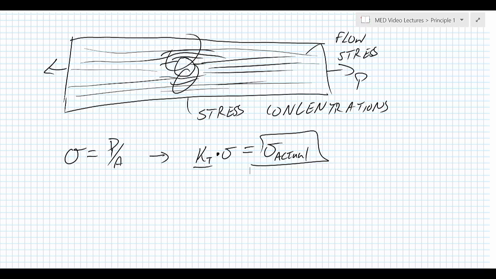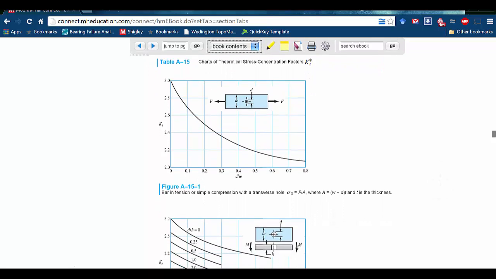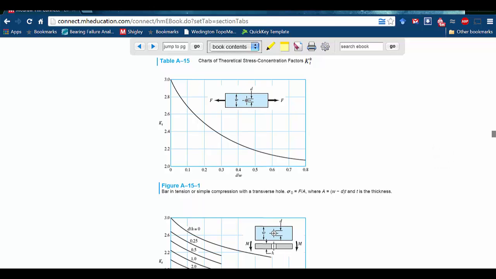If you look in the back of your textbook, or if you have a digital textbook, Appendix A15 looks like this. We have many different types of loading, as you can see on the diagram here, and this is exactly the one that I showed before. There is some force acting on either side of this part. There is a width, and there's a diameter of the hole. Based on the ratio of the diameter of the hole to the width of the part, so how much of the material is actually carrying that stress, we can come up with a stress concentration factor.